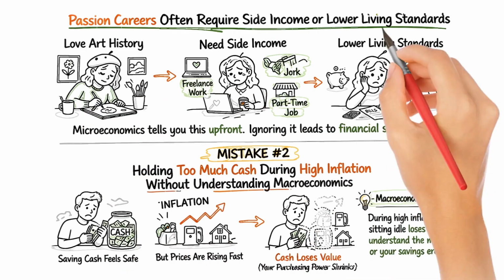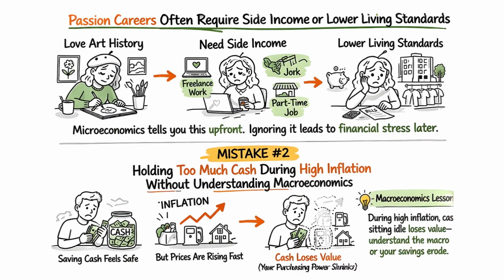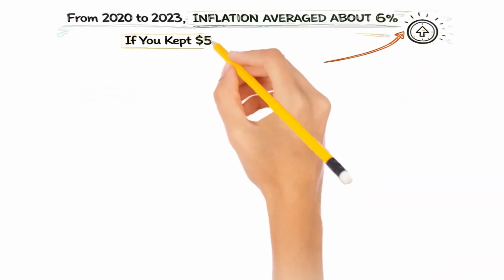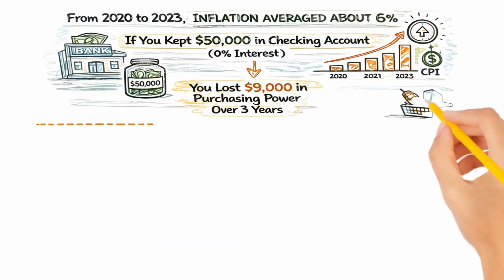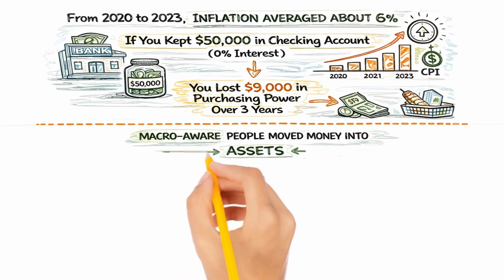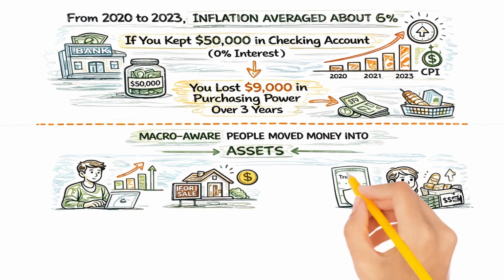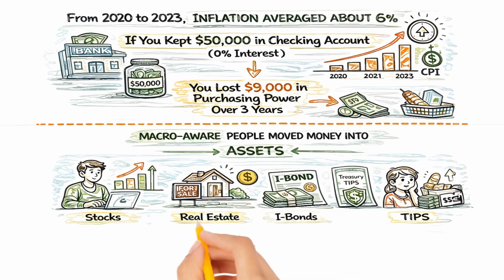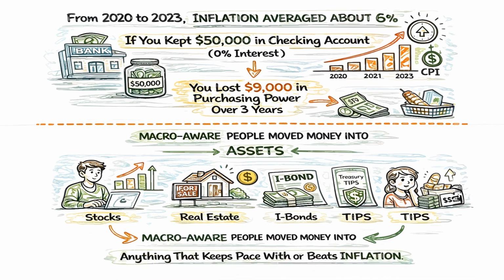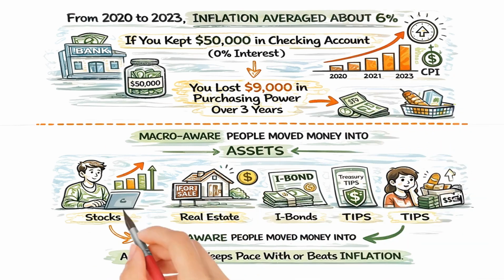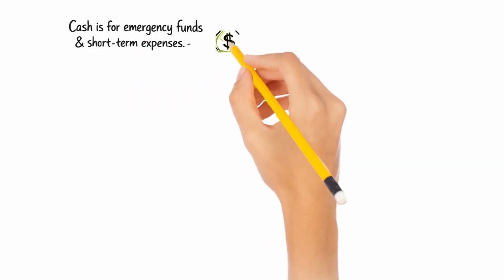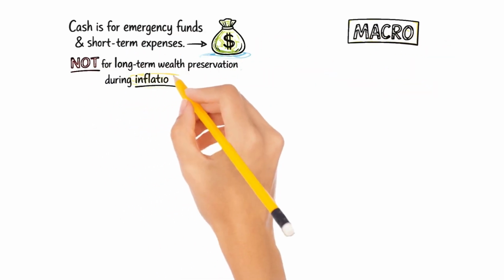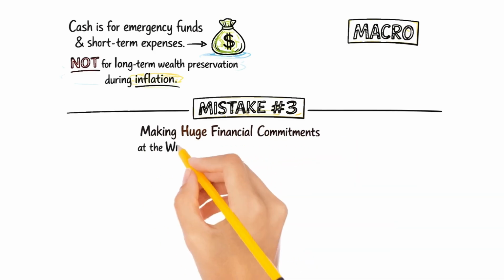Mistake 2, holding too much cash during high inflation without understanding macroeconomics. From 2020 to 2023, inflation averaged about 6%. If you kept $50,000 in a checking account earning 0 interest, you lost $9,000 in purchasing power over 3 years, not in actual dollars, in what those dollars could buy. Macro-aware people move money into assets, stocks, real estate, I-bonds, Treasury inflation-protected securities, anything that keeps pace with or beats inflation. Cash is for emergency funds and short-term expenses. It's not for long-term wealth preservation during inflation.